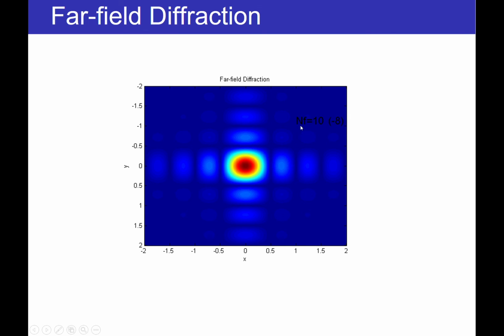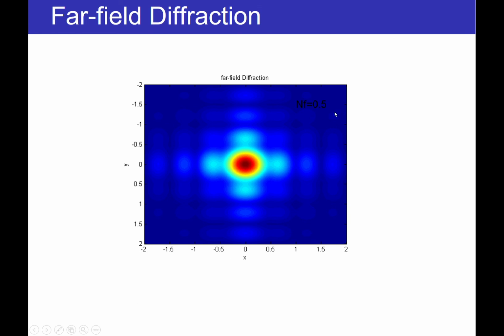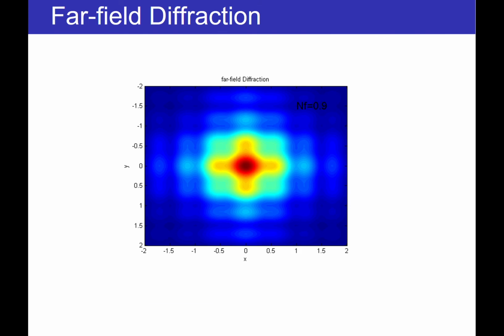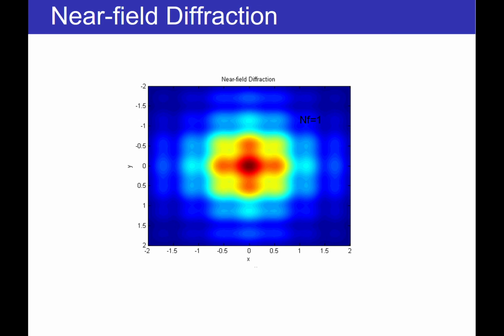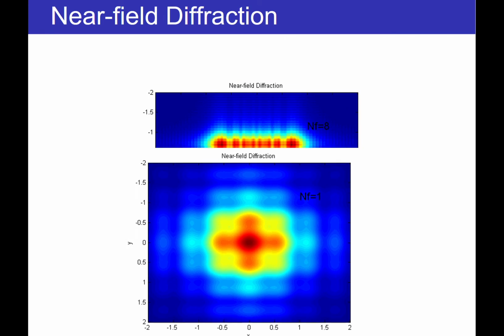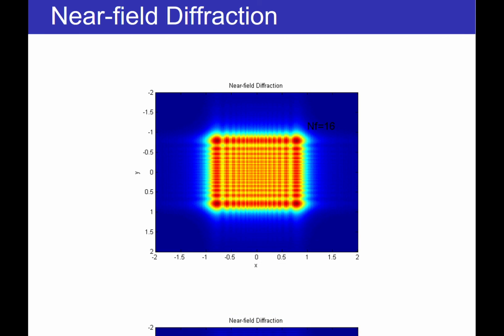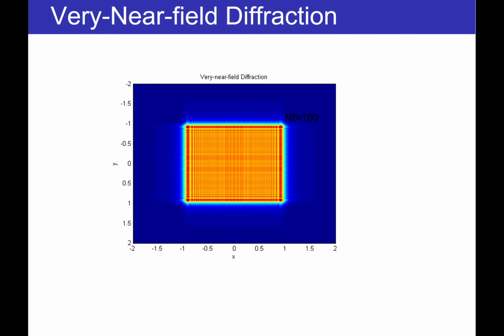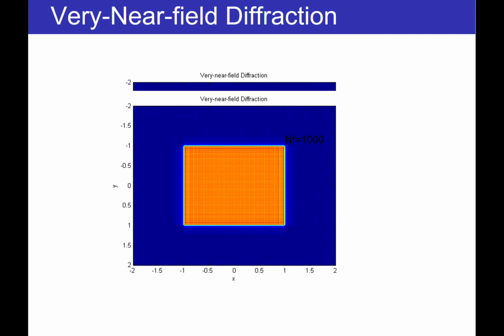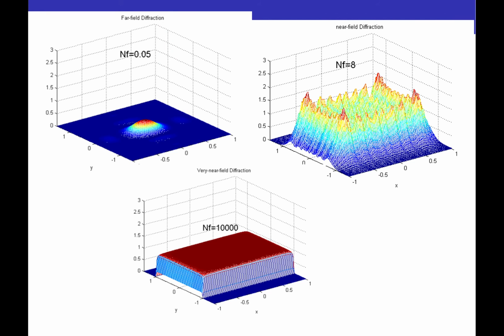So here is the case, far field diffraction case. Here, sorry, this is the Fresnel number of 10, and the Fresnel number of 0.5, and 0.9, and here is the NF of 1. NF is 1, NF is 8, 1600, okay, and even thousands, 10,000s, okay. So in the case of a far field, we know that it's going to be a sinc function on both x and y axis, okay.